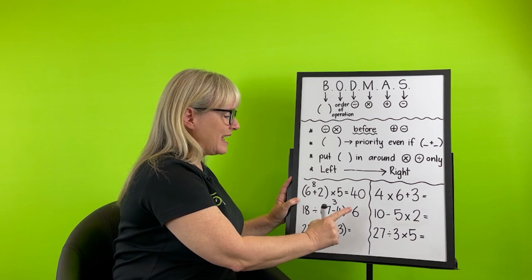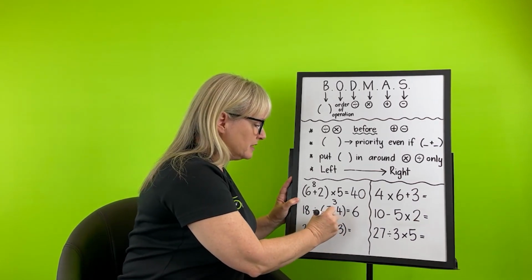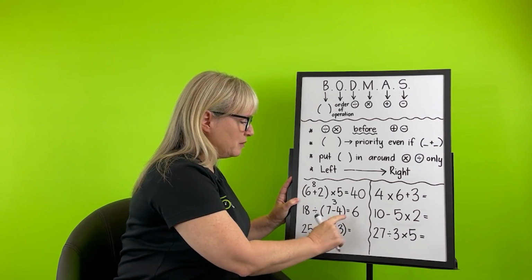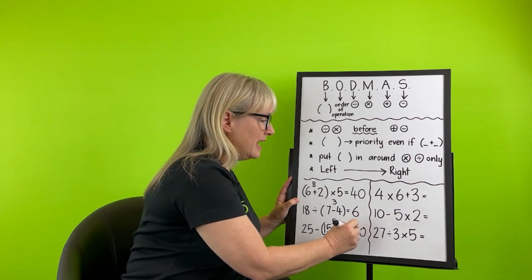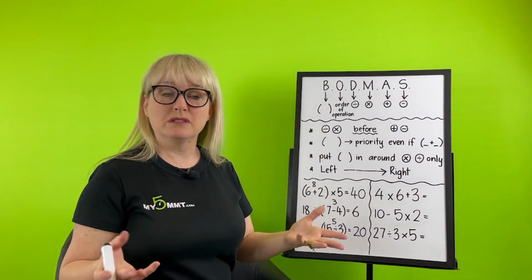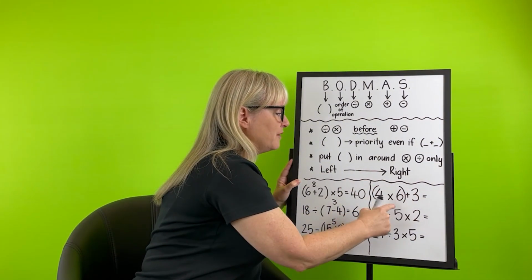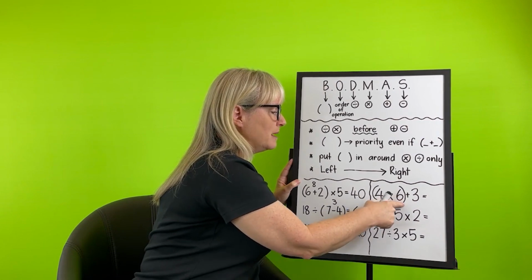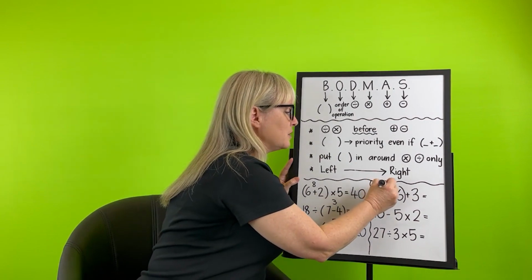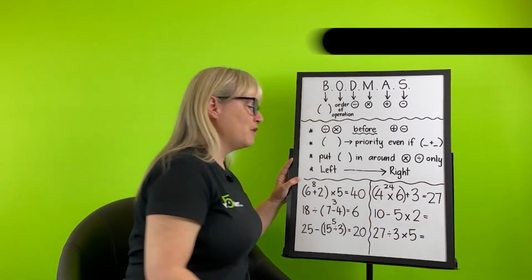Now I look across and there's my bracket, so I go there first. 15 divided by 3 is 5. Now back to the left, moving to the right, 25 take away 5 is 20. If I don't have brackets, I look for any division or multiplication and put brackets in around that. I've got multiplication here with two numbers, I put it around the two numbers. 4 times 6 is 24, plus 3 is 27, and I've solved it.